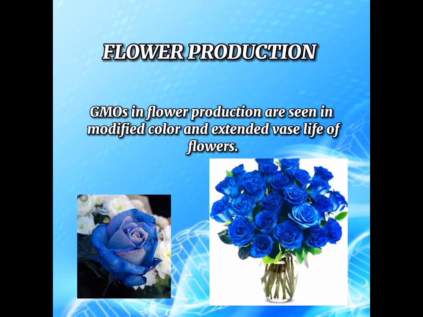So let's start with flower production. GMOs in flower production are seen in modified color and extended shelf life of a flower. From the words flower production, it is very clear that it talks about flowers. They use GMO in flower production to change the color of a flower and also to extend the life of a flower. The example for this is the blue roses. The so-called blue roses are in reality lilac or purple.